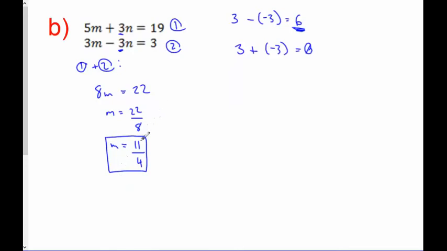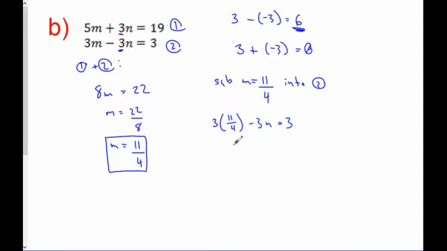The other half I would do just by subbing this in to one of my other two equations. You can pick either one. Usually it's nicer to pick the ones that have lower coefficients because that means it's going to be a little less work to get the answer. So if I sub that in here into equation 2, so let's say sub m equals 11 over 4 into 2, then I have 3 times 11 over 4 minus 3n equals 3.